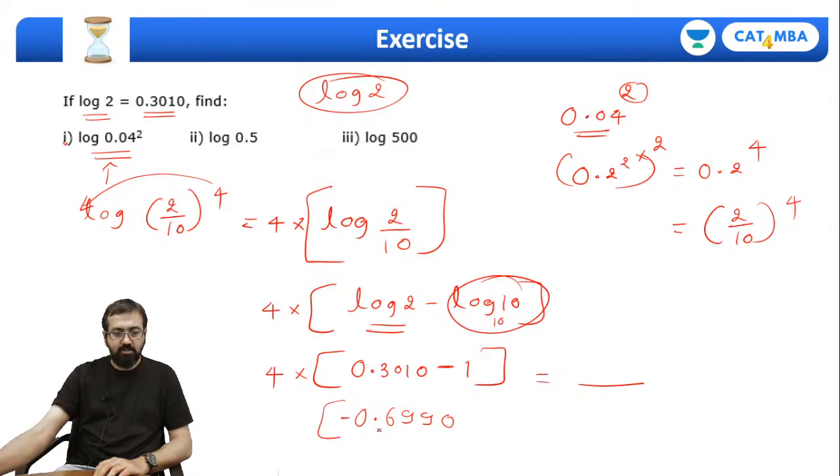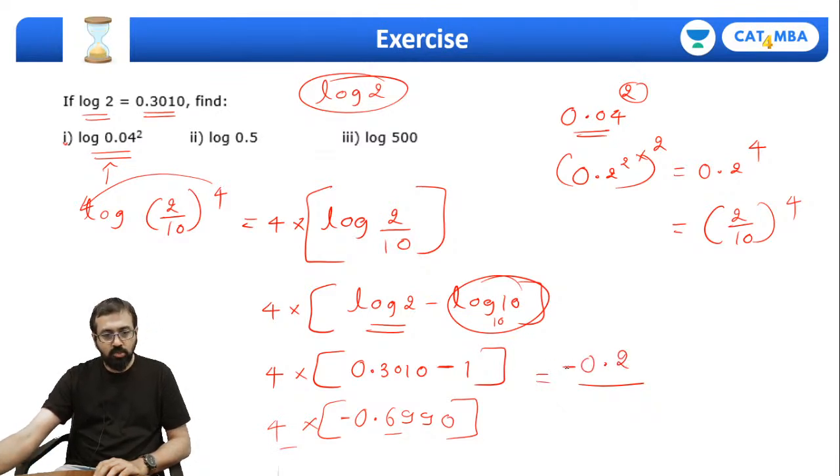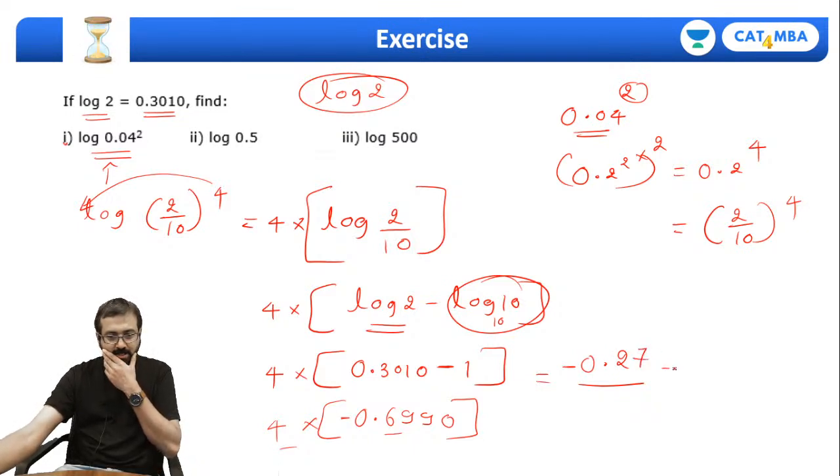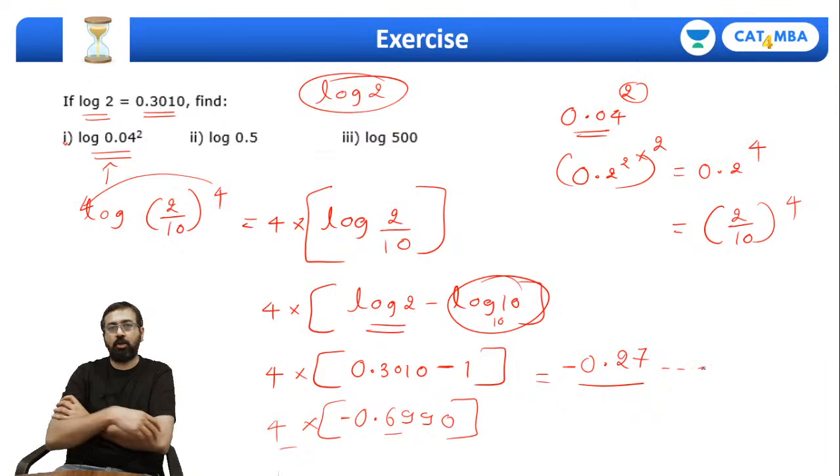Minus of this into 4. So 6 4s are 24. Right, so it will be close to 0, minus of 0.2627 something. This will be your answer.